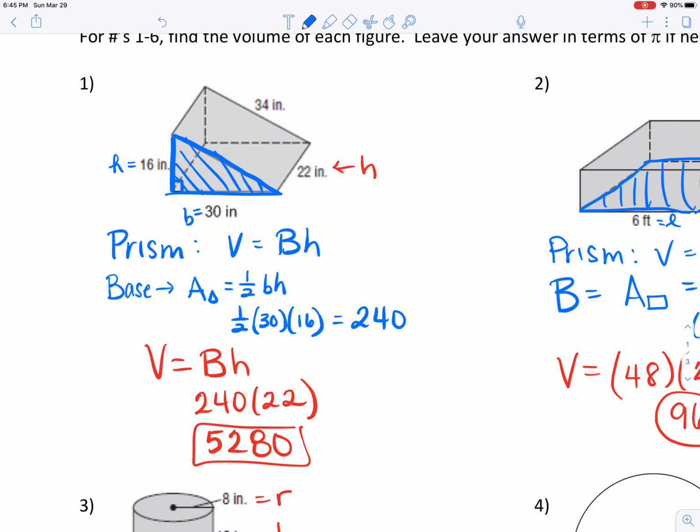Then all you need to do is multiply it by the height of the prism. So you're basically stacking 22 of those triangles on top of each other to fill the entire prism. So after you get the 240 for the area of the base, you multiply it by the 22, which is the height of the prism, to get the 5280 as your final answer.